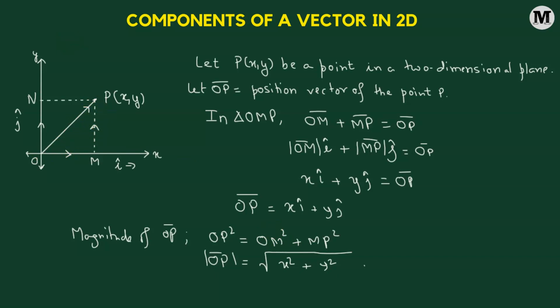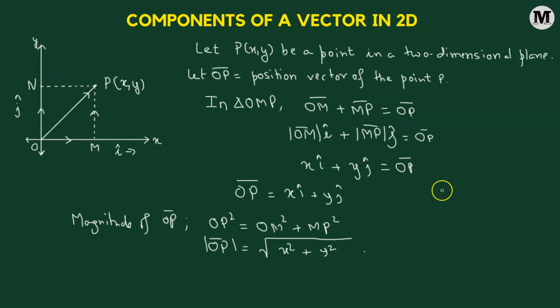Okay, now let's go to the next part. Here we have considered only a single point P, and this is the position vector. Now what if we have two different points on the same two-dimensional plane? Before moving on to the next topic, let's add a few notes here. Here i cap and j cap talk about the direction. i cap is the direction along the x-axis, j cap is the direction along the y-axis.